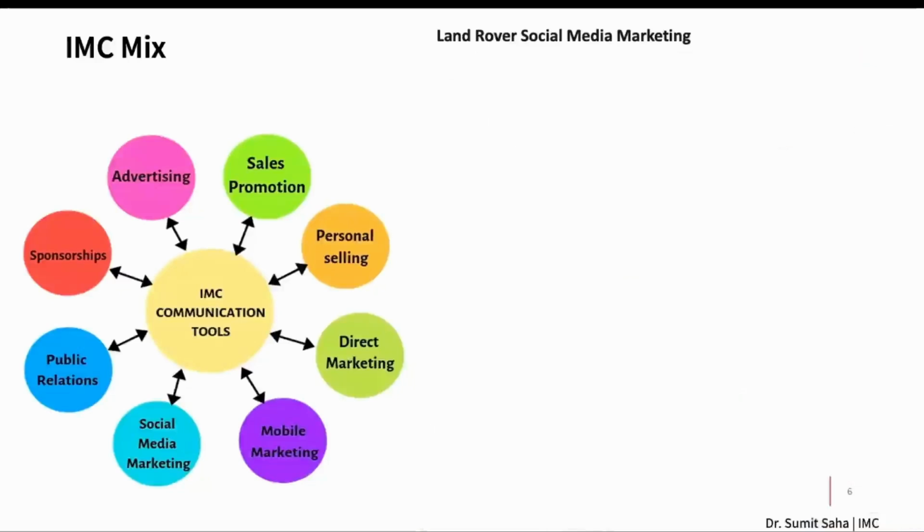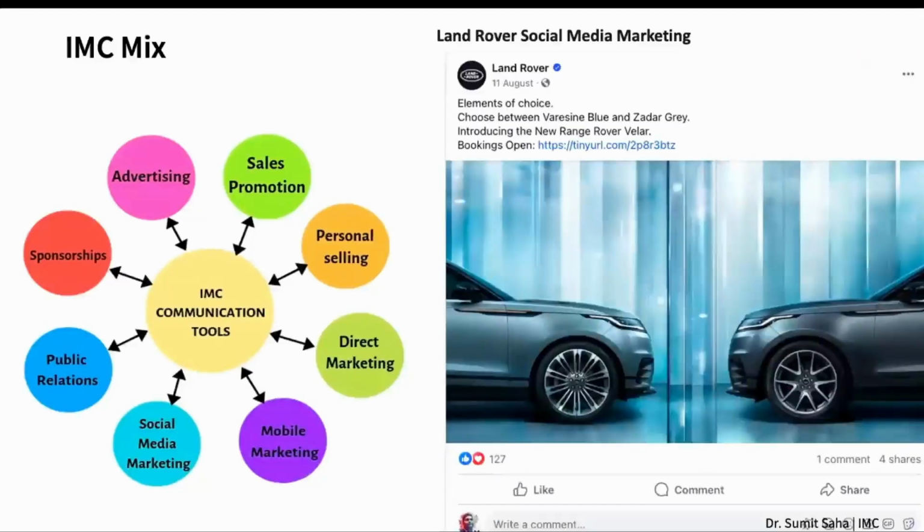Now, when I'm talking about social media, see, this is another set of examples taken from Facebook, wherein you can see elements of choice, choose between red, blue, or gray, or whatever you want. This is one kind of advertisement through social media also.